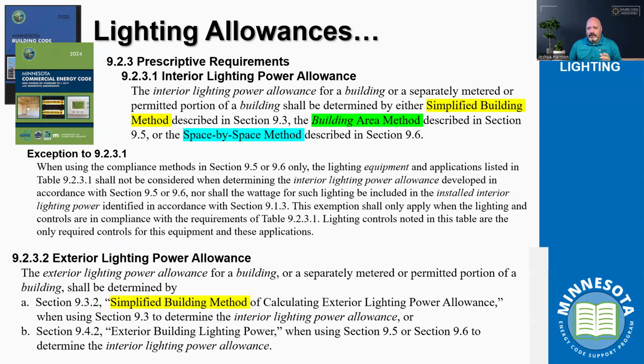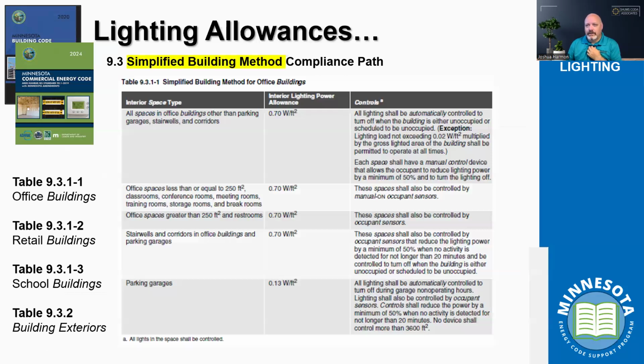When we think about those, again, those are the different options. We have interior power allowances, we have exterior power allowances. And remember, we're looking at that simplified building method, the building area, the space by space. And then we talk about those for both interior and exterior. Interior, it's these three. Exterior, we're looking at the simplified or the exterior building calculation. Again, we'll look at those.